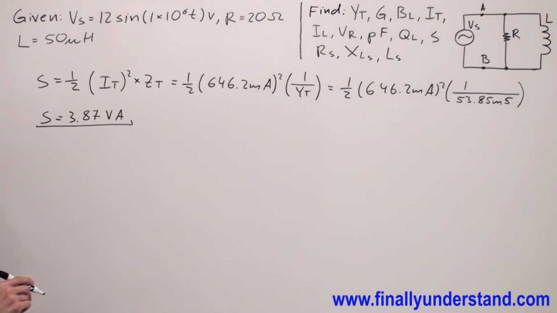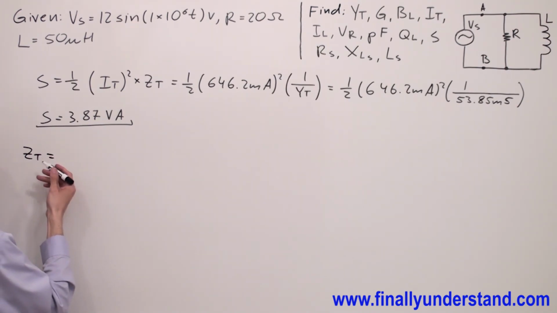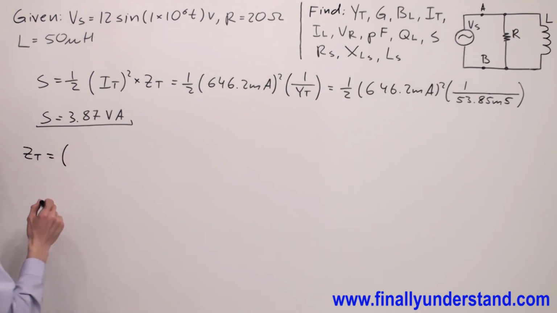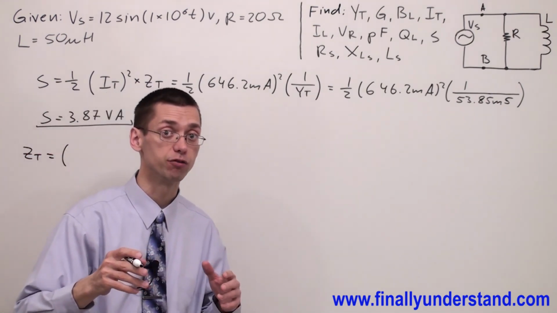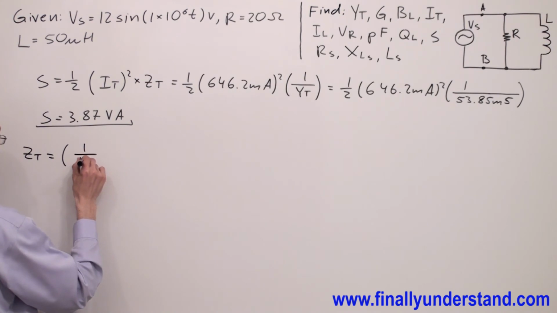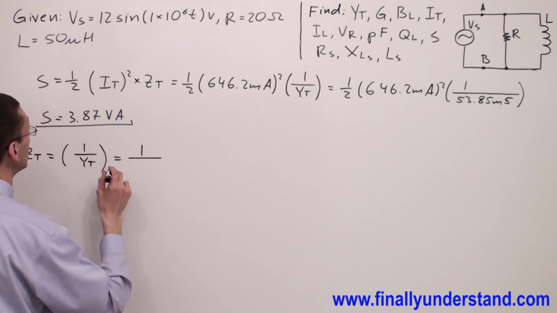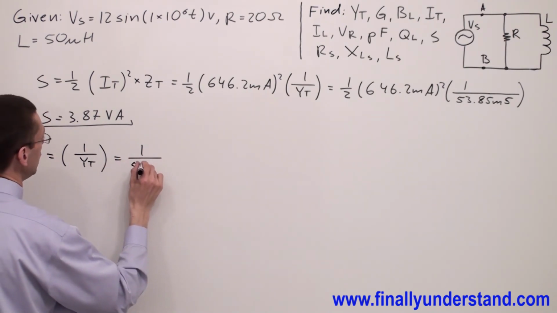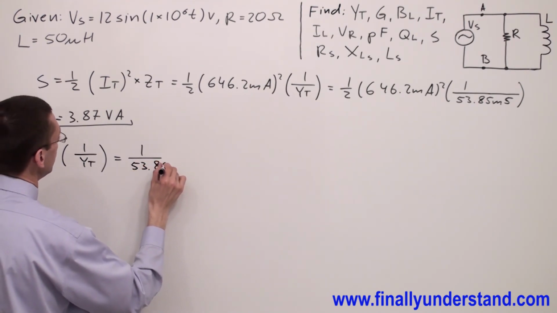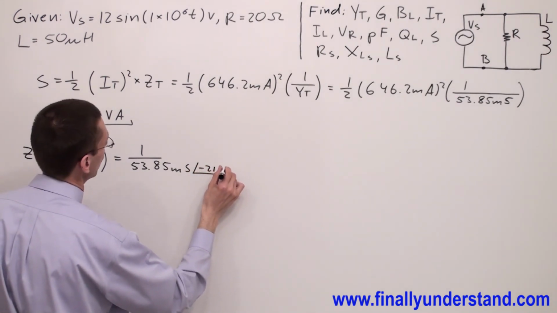Next, I'm supposed to find the equivalent series circuit. So we always say that we're supposed to find Z total. Okay, but again, we didn't find Z total, but we found Y total. Why am I doing that? Just to make you see that there are many different ways to solve problems like this. So we have 1 over Y total. So I have 1 divided by Y total is equal to 53.85 millisiemens, an angle of negative 21.8 degrees.